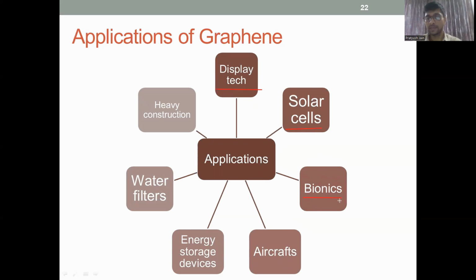It can be used in bionics. It can be used in making aircraft because it is strong and flexible. It can be used in energy storage devices because it is a very good electrical and heat conductor. It can be used in water filters because it is impermeable. It can be used in heavy construction. So graphene finds numerous applications in numerous sectors.